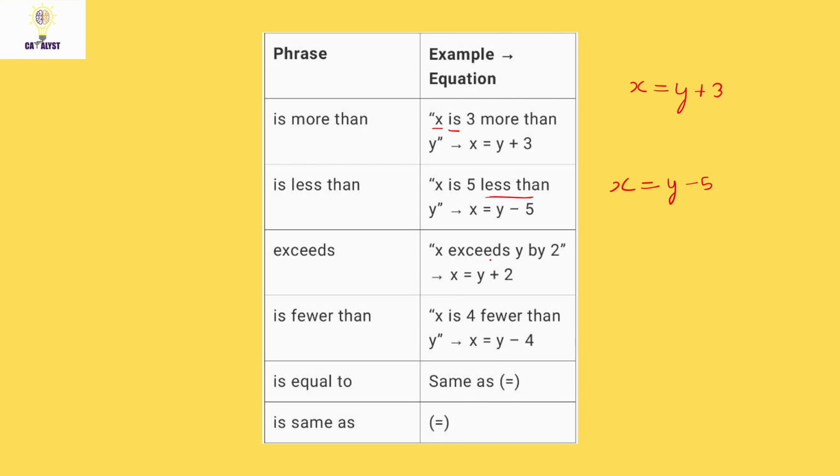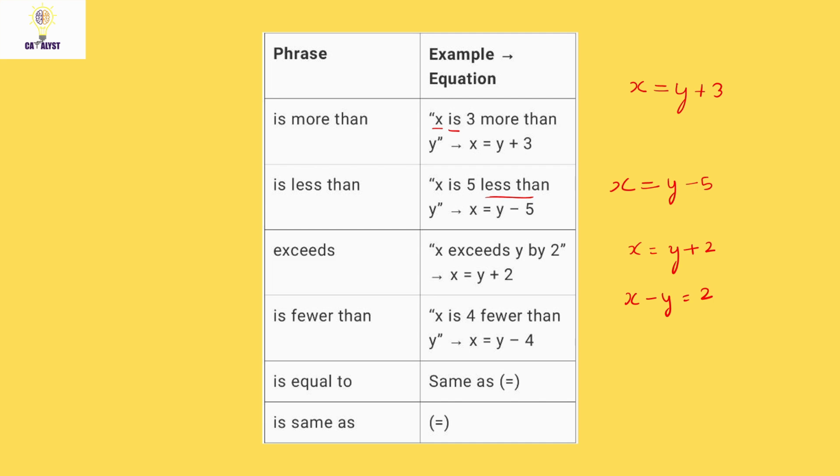Exceeds. X exceeds y by 2. That means x is more than y by 2. That means 2 numbers more. For example, if y is 5, then x is 7. So it exceeds y by 2. So you will write x equal to y plus 2. Or another way of framing this would be x minus y equal to 2. Exceeds by 2 means the gap between the two numbers is 2.